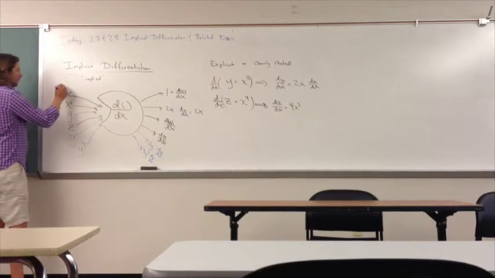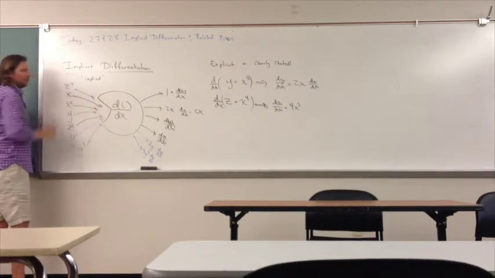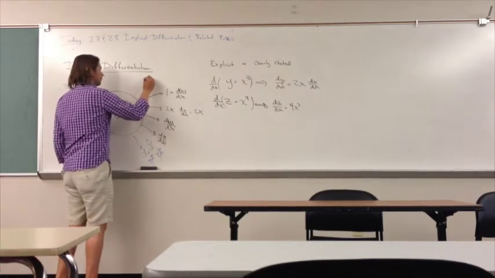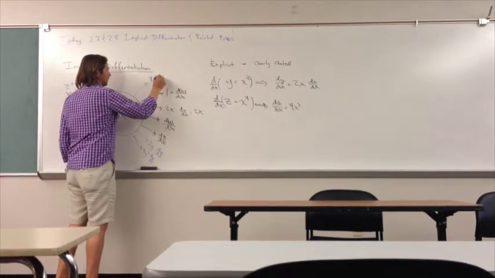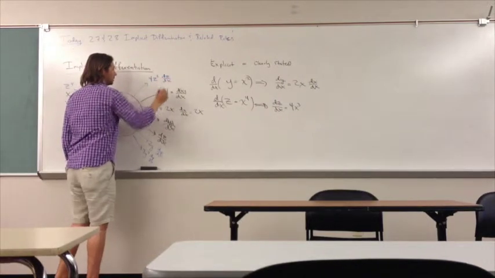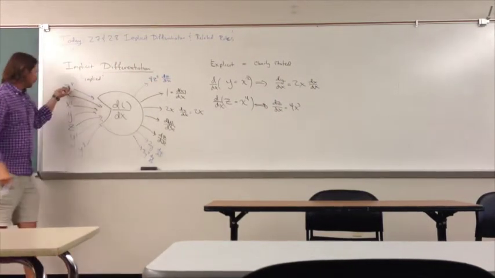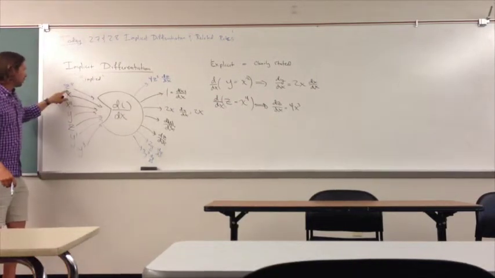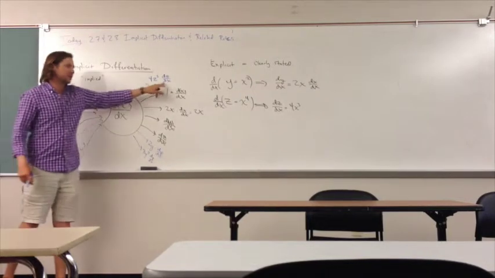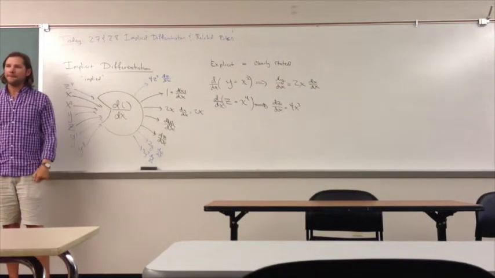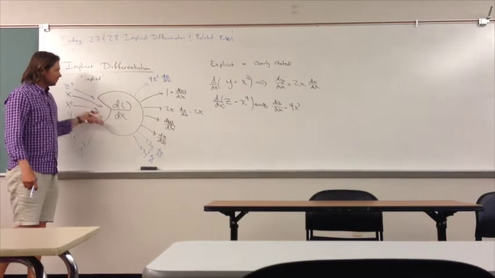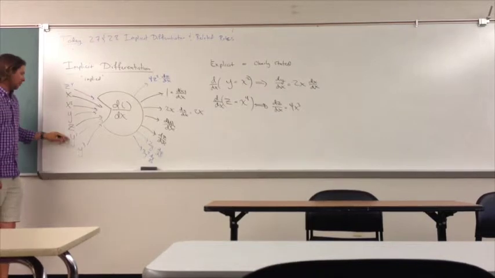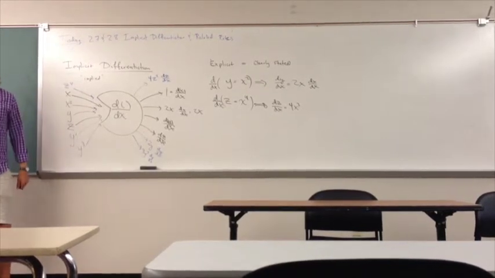What about z to the fourth? 4z to the third dz dx. You take the derivative of the outside function, z to the fourth, to get 4z to the third, and then multiply by the derivative of the inside function, which is dz dx. So this is what the derivative function does to x's, y's, z's, y cubed, z to the fourth. Does that make sense?